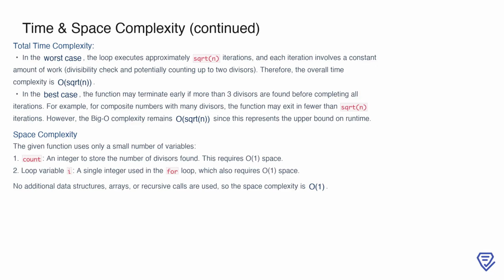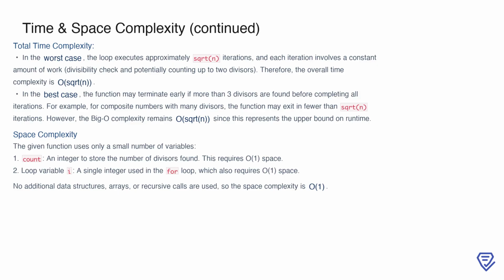However, in the best-case scenario, the function may terminate early if more than 3 divisors are found before completing all iterations. For instance, composite numbers with many divisors might cause early exit. Despite this, the big O complexity is based on the upper bound of runtime, which remains O(sqrt n).